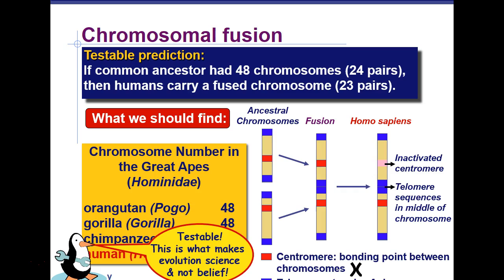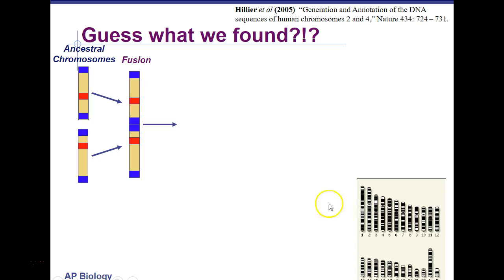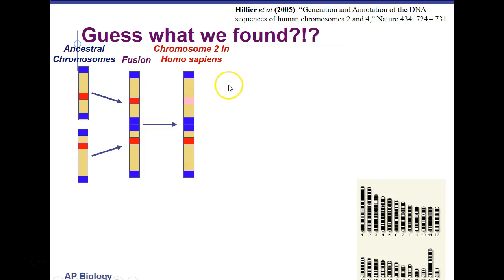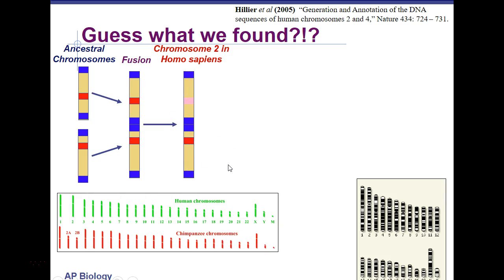This is a testable hypothesis. We're saying this is what we should find inside the nucleus of a human cell. Let's go and see if we can find it. Testable hypothesis, scientific theory. Well, biologists went looking. In 2005, guess what they found? Human chromosome number 2, which is our second longest chromosome, they did in fact see that there were 2 of these end regions, 2 of these telomere regions right next to each other. The only time we'd ever expect to see that is if chromosome 2 was originally 2 separate chromosomes that became linked together in the past.